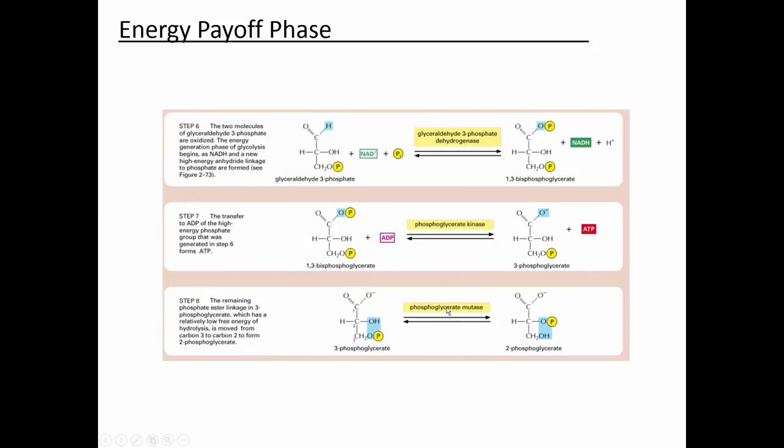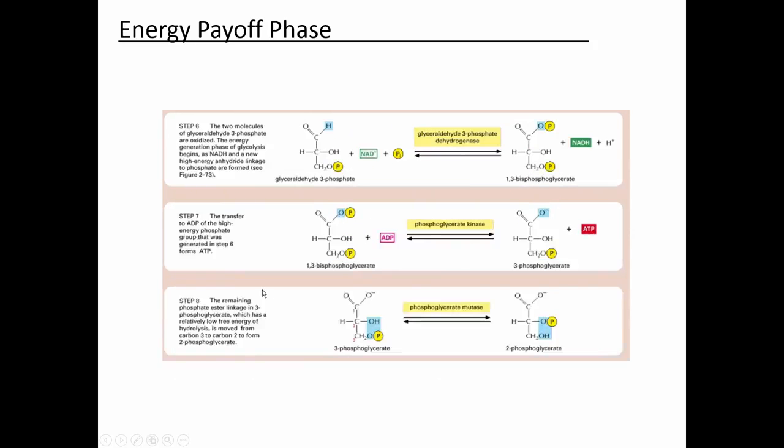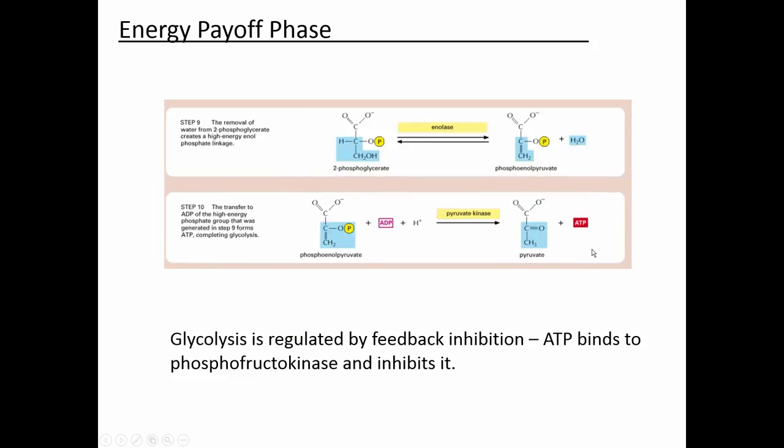And then the energy payoff phase consists of steps 6 through 10. And you're going to produce 1 NADH here. You're going to produce 2 NADHs because you have 2 glyceraldehyde 3-phosphates made per glucose molecule. And then you're also going to produce 4 ATP total during this phase.